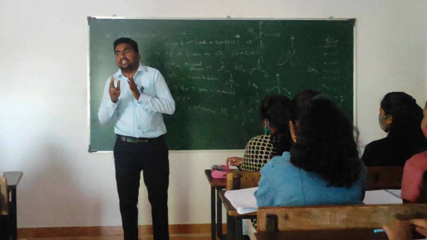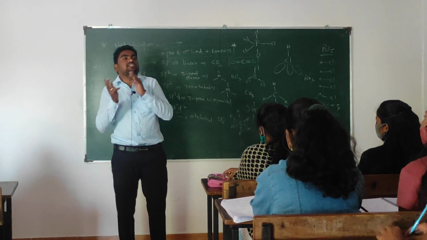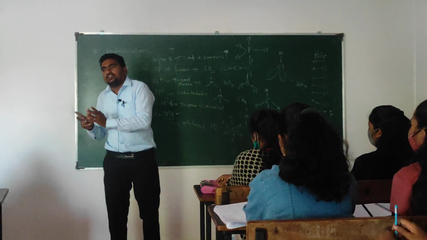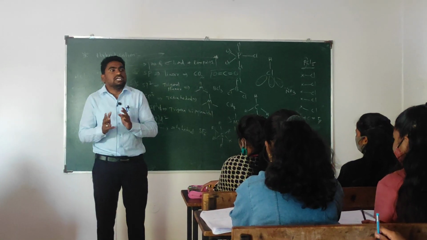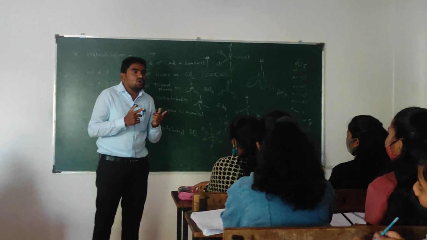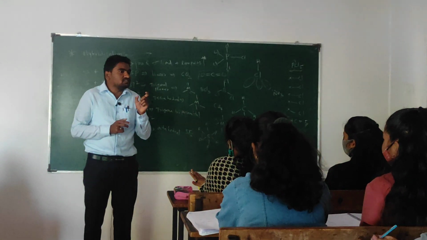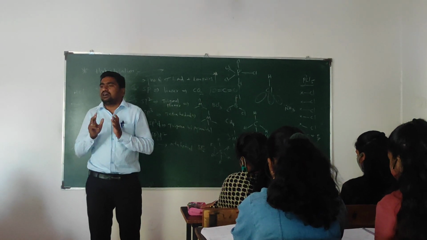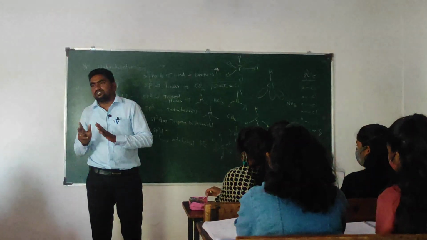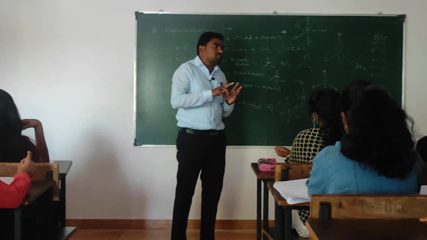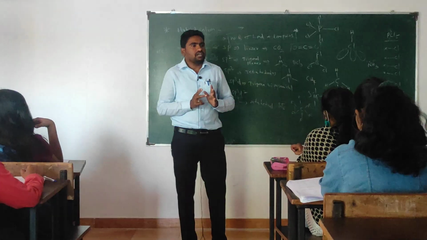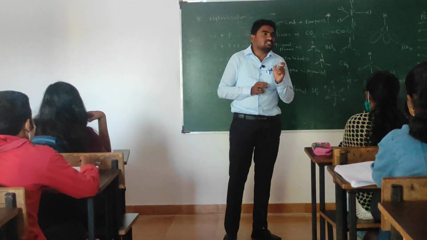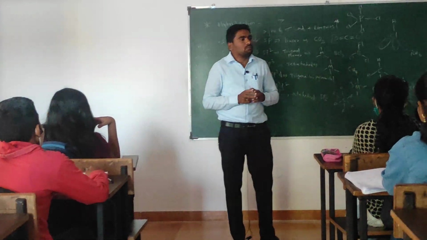After sp3, we have sp3d and sp3d2. Do sp3d3, sp3d4, sp3d5, sp3d6 exist? No, because how many boxes does the d orbital have? 5. The d shell has only 5 orbitals, so up to sp3d5 only exists. After that, with f, it goes up to 7 only. The f subshell has 7 orbitals, so it exists up to f7 only.